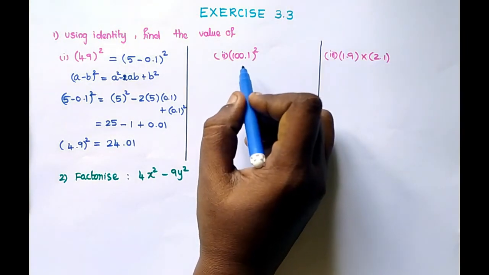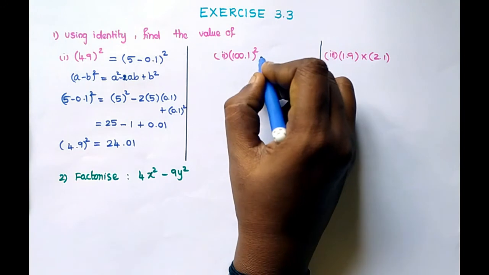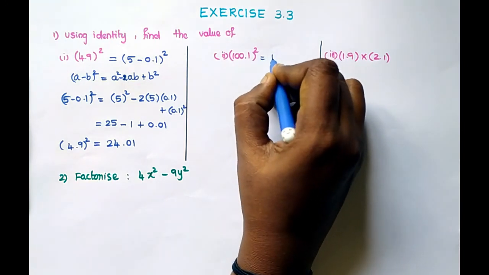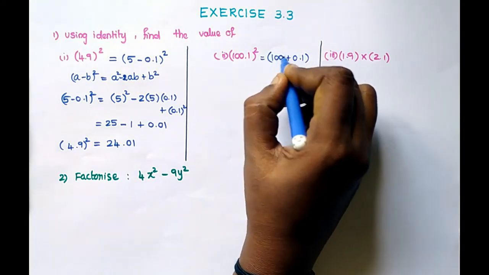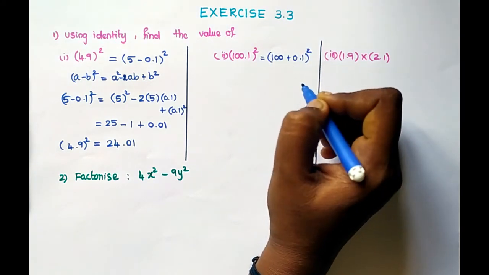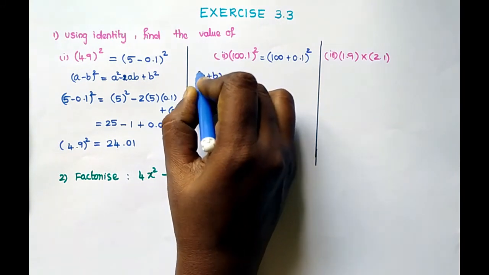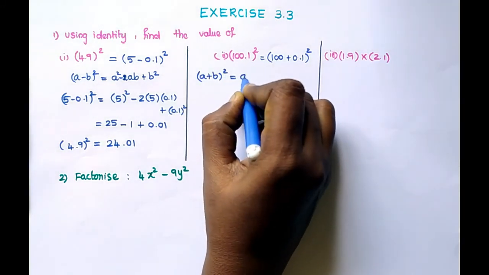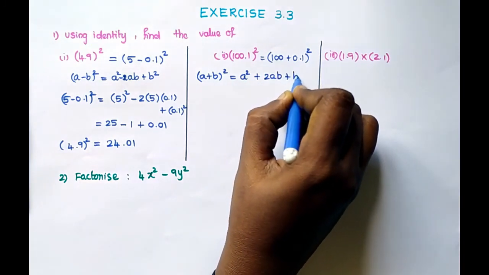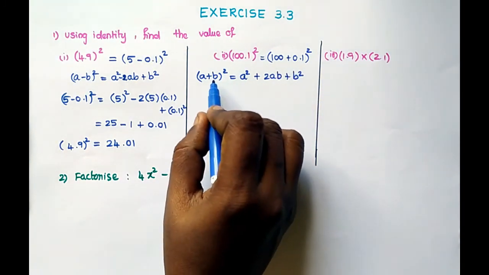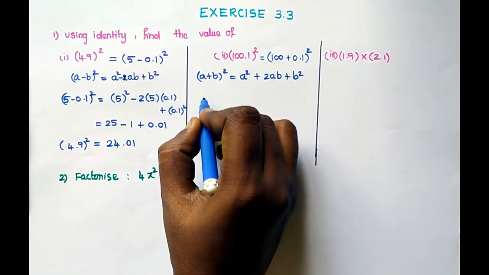Next one, 100.1 whole square. How will you write that? 100 plus 0.1, we get 100.1. It is in the format a plus b whole squared formula. A plus b whole squared is a squared plus 2ab plus b squared, that is the formula. Here a is 100, b is 0.1.